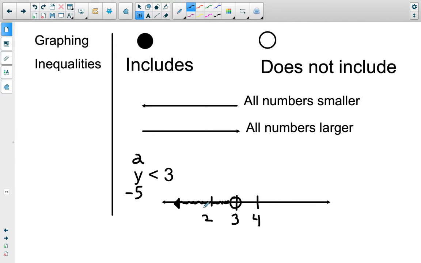Now remember, this does not just include 2, 1, 0. Right next to there, I could have 2.999. That's still less than 3. Every number to the left of 3. Let's look at another example.